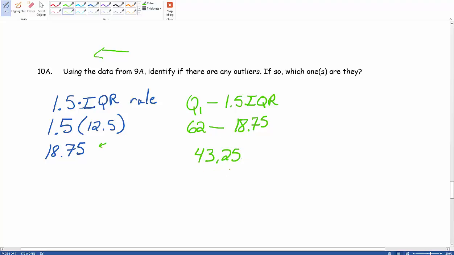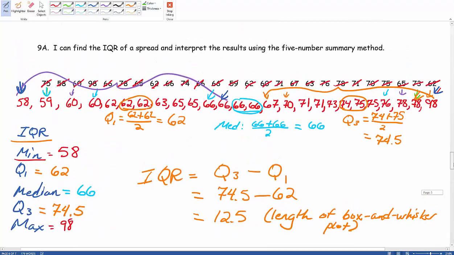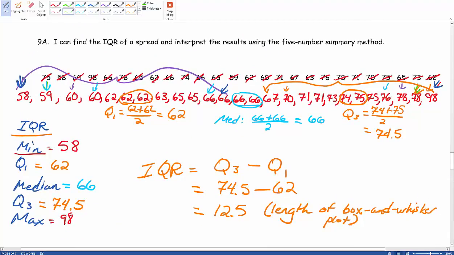So we would then look at our data and ask ourselves, is there anything less than this value from our data? Because if there is, that would be considered an outlier. Just looking at our data, again, we were looking for anything less than 43.25. It looks like 58 is the smallest thing that we have on our list of data. So there's no outliers to the left. Next, though, we have to check for any outliers maybe on the right side of our data set.